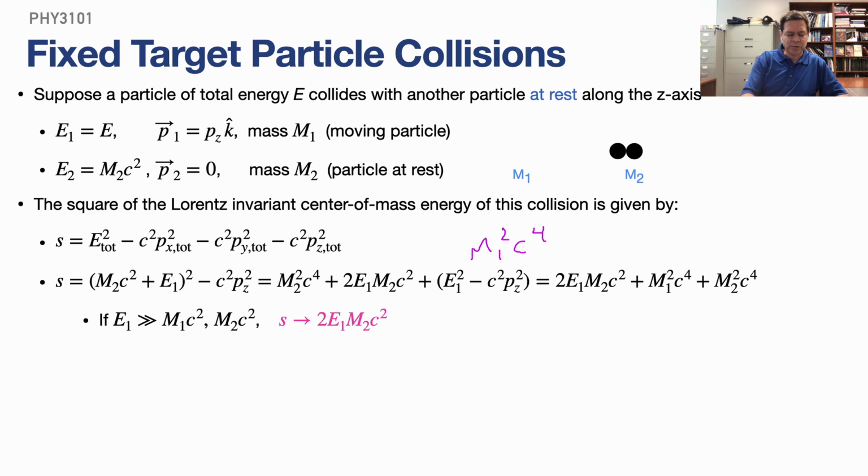If the energy E1 is much larger than either the rest mass energy of particle 1 or the rest mass energy of particle 2, or actually rather that it's larger than both of those, then we can neglect those compared to the cross term 2E1 m2c squared, and so S just becomes 2E1 m2c squared.